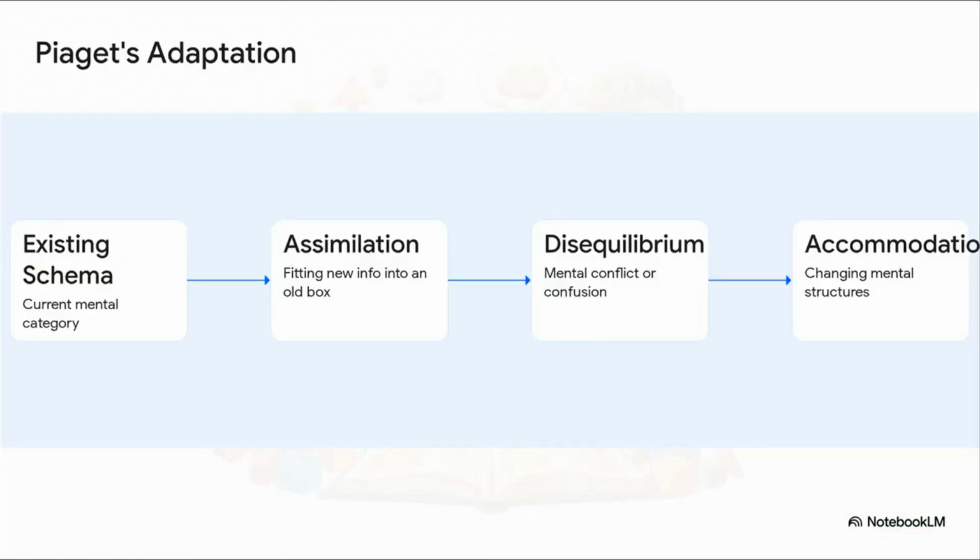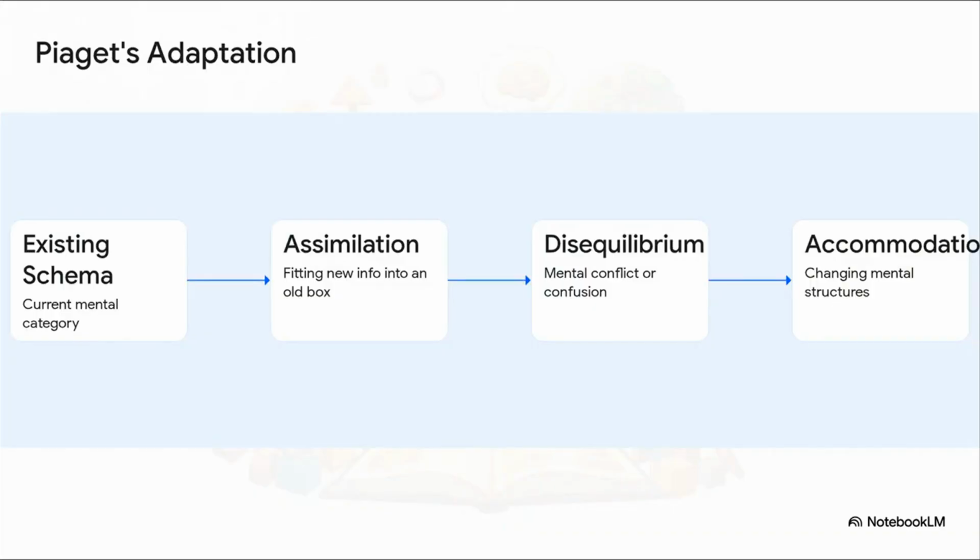Okay, so picture this. This is Jean Piaget's brilliant concept of adaptation. Imagine a little kid who only knows about cats. They've got this existing schema, basically a mental box just for cats. Now, one day, they see a dog. They point at it and go, "Cat." That right there, that's step 2, assimilation. They're just forcing this new animal into their old mental box.